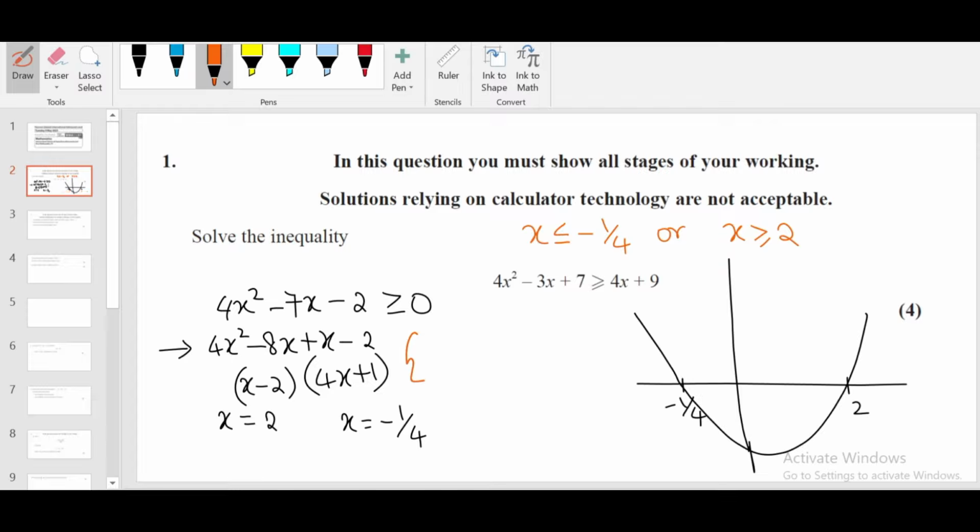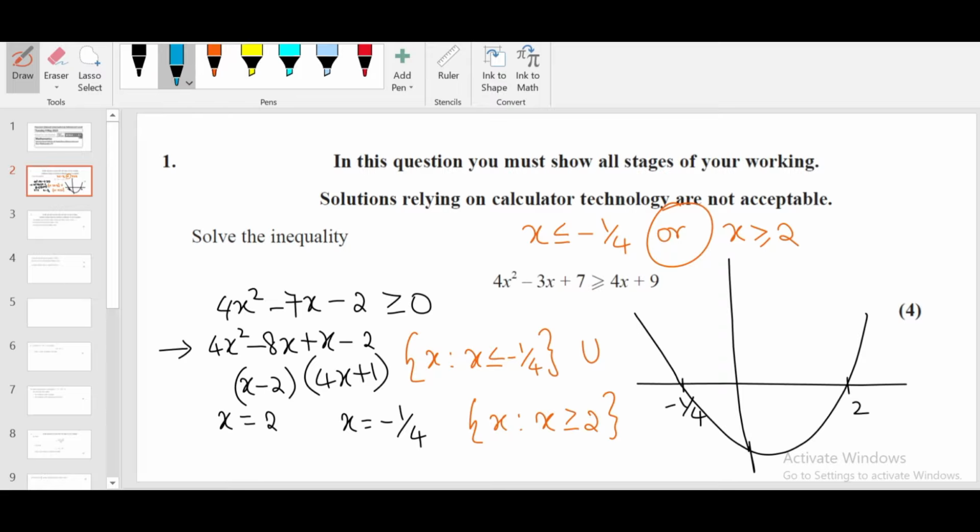You put a set bracket, x such that x is less than or equal to negative 1 over 4, union, or means union in set notation, the second one, x is greater than or equal to 2. That's how you write the solution using set notation.